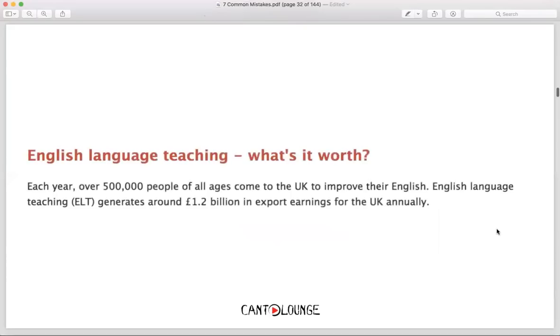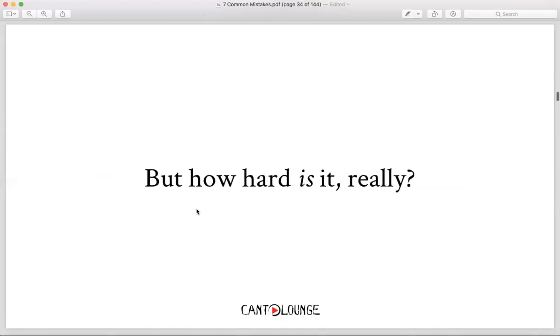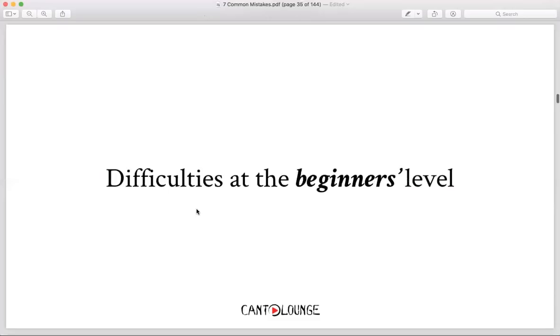I was reading an article recently, and apparently just in the UK alone, 1.2 billion pounds is spent on export earnings in terms of English language teaching. That's 1.2 billion pounds. That's a lot of money to spend on English learning. So, anyway, getting back to my original point, the difficulties that people usually associate with learning Cantonese are usually difficulties that are present at the beginner's level.